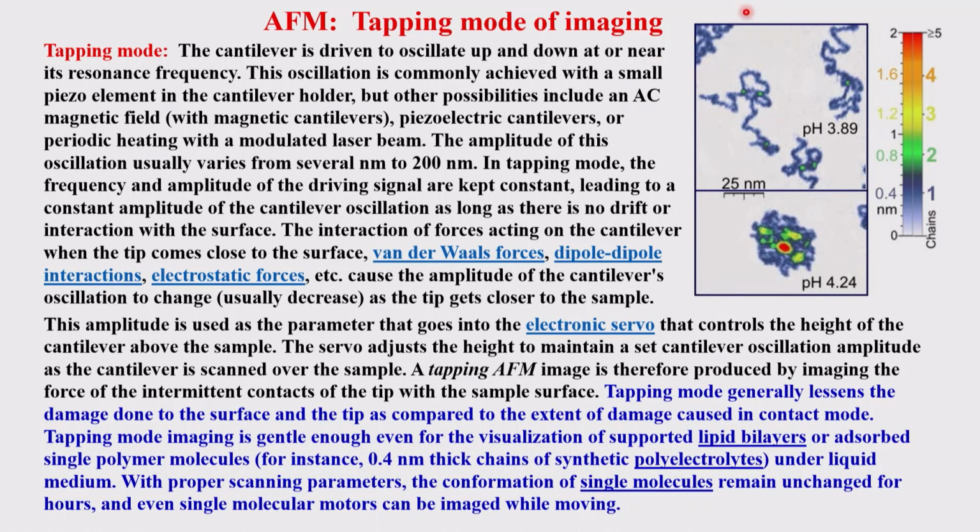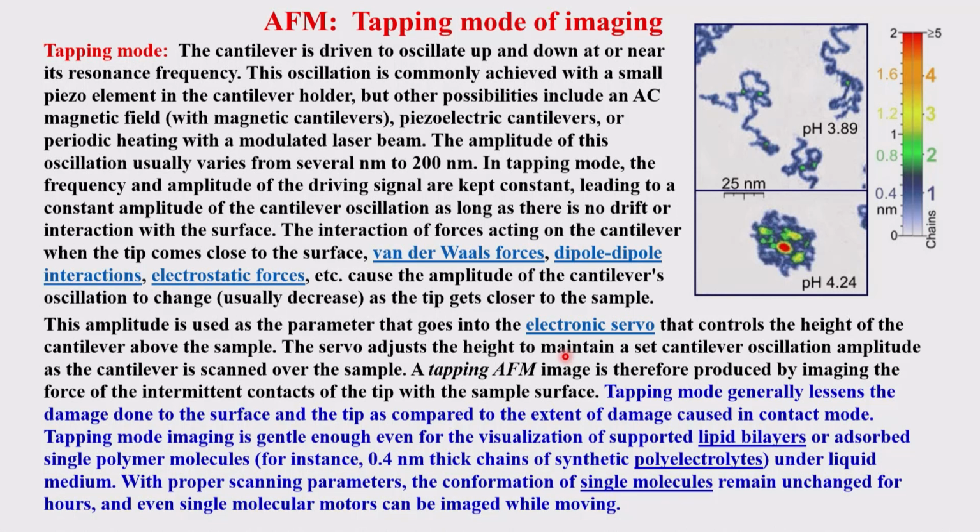Kindly draw your attention. The plasmids are somewhat open at pH 3.89, and somewhat closed at 4.24, which is less acidic than this, and you can see their morphologies and how their structure looks. This scale is around 25 nanometers, so you can see the whole thing.